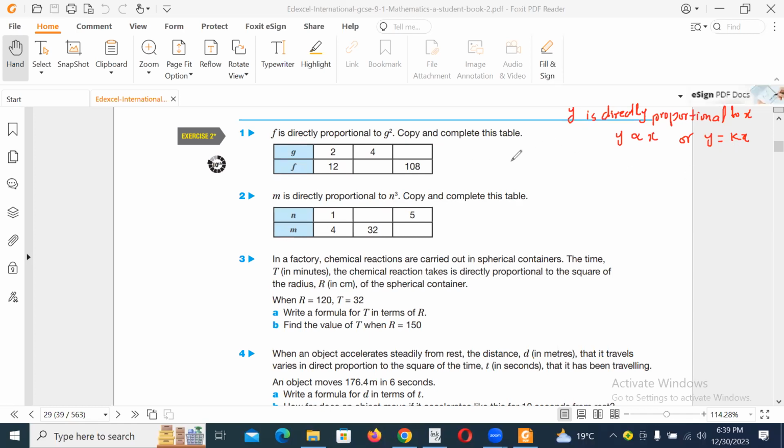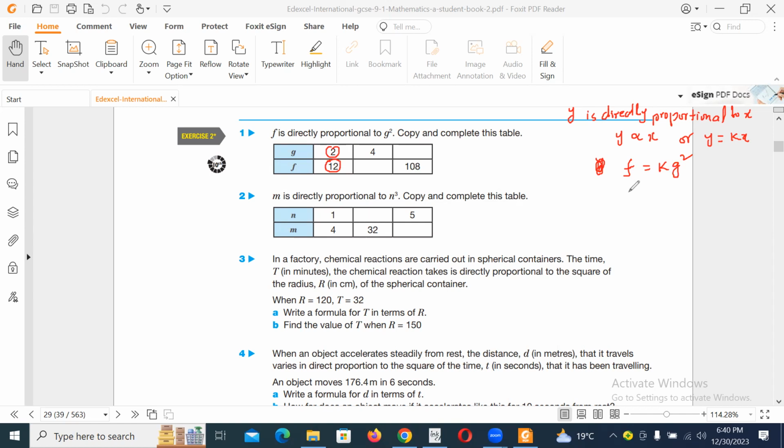Here we have not a straight question. It is linear to non-linear, okay? Like f is directly proportional to g squared, means we can say that f is equal to kg squared. Now, as you can see, in the first column the value of g as well as f both are given. Those two values, 2 and 12, will help us to find out k.